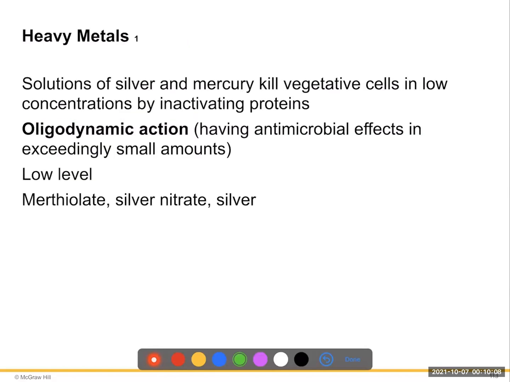Heavy metal poisoning. Okay. Solutions of silver or mercury kill vegetative cells with low concentration by inactivating proteins. They inactivate proteins, inactivate enzymes in your body. Oligodynamic action, they have antimicrobial effects in exceedingly small amounts. You don't want them in large amounts. Large amounts they call toxic effects. Heavy metal poisoning is very, very dangerous.